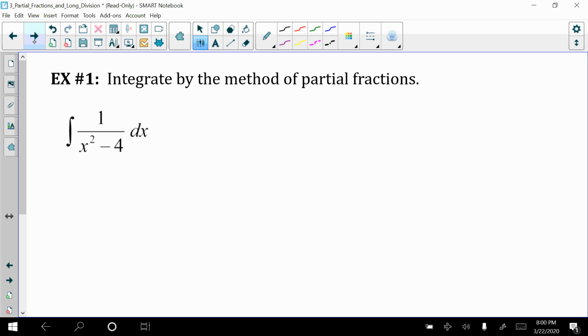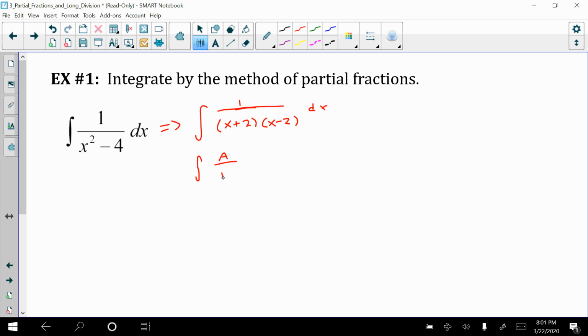So what I'm going to do first is factor the denominator. Factoring the denominator is pretty easy because that's the difference of two squares. So that would give me 1 over x plus 2 and x minus 2, dx. Well, now what we're going to do is the partial fraction decomposition, where we're going to separate the two factors of the denominator into two separate fractions.